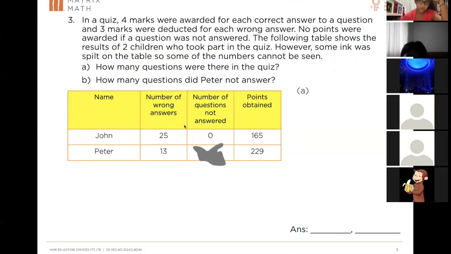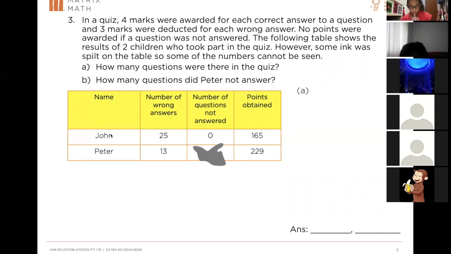So the questions go like that, right? If you answer a question correctly, you get 4 marks. If you answer wrongly, you get 3 marks deducted. And if you did not answer the question, nothing happens. You just get 0 marks.